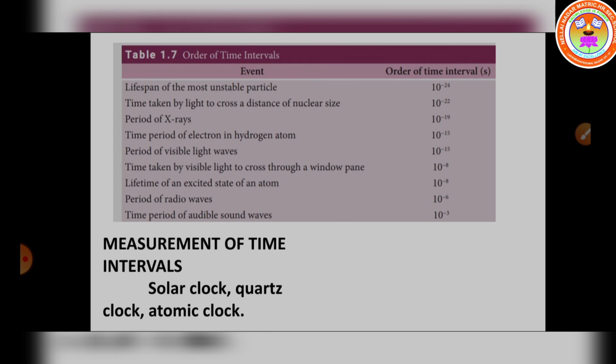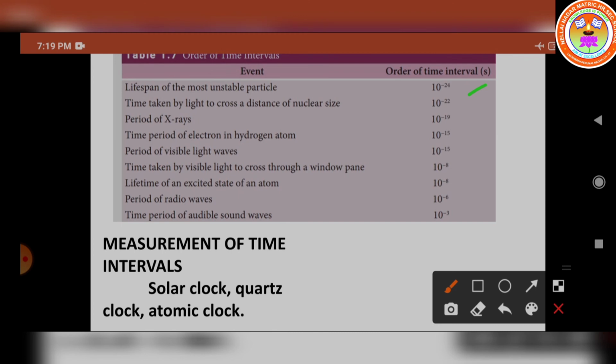The order of time intervals are tabulated. See here, the lifespan of the most unstable particle is taken as 10 power minus 24 second. Then time taken by light to cross a distance of nuclear size is 10 power minus 22. A period of X-rays 10 power minus 19 seconds. Then period of visible light waves in the order of 10 power minus 15 seconds. Then period of radio waves 10 power minus 6 seconds. The time period of audible sound waves 10 power minus 3 seconds, like that.